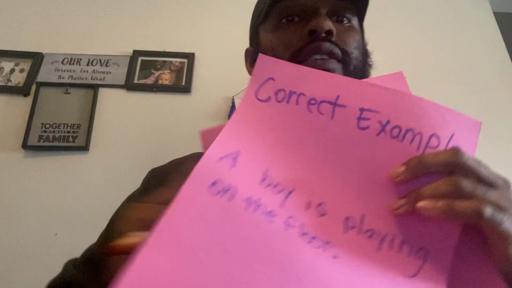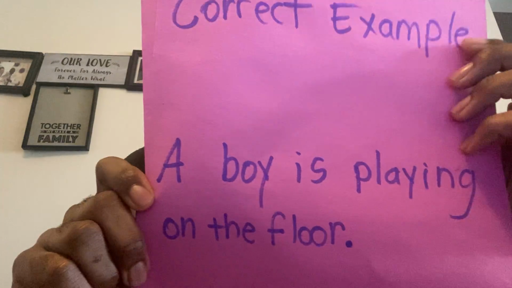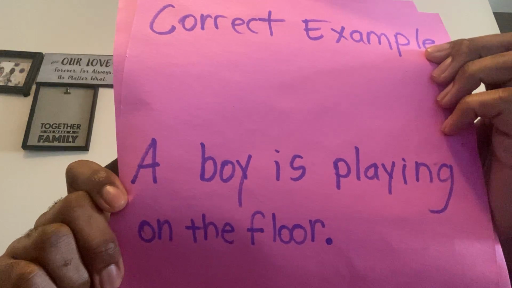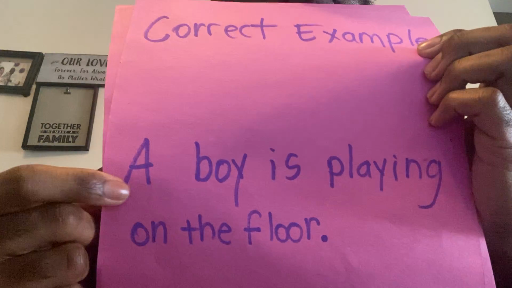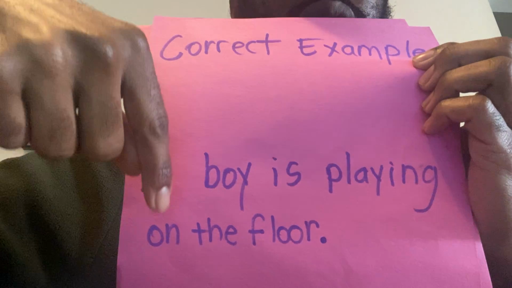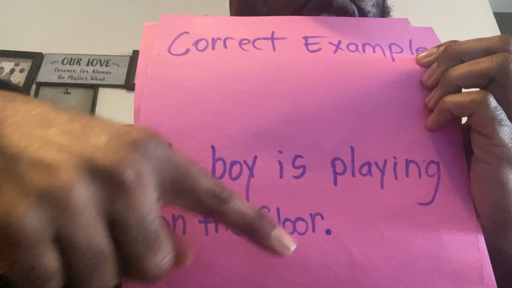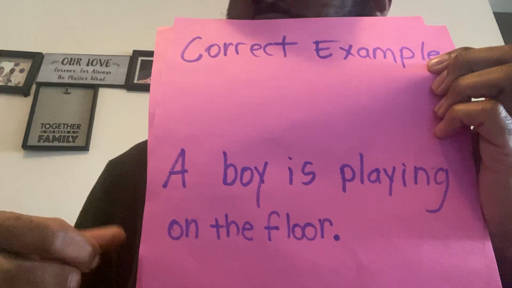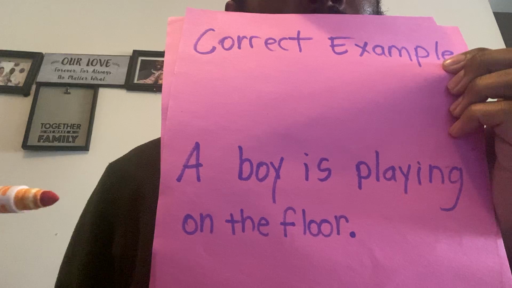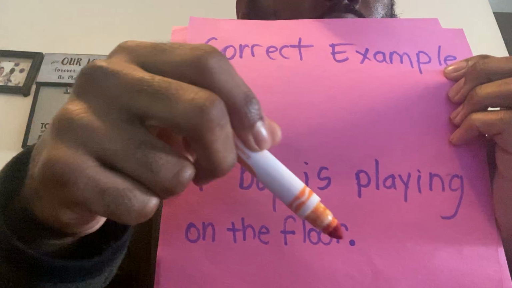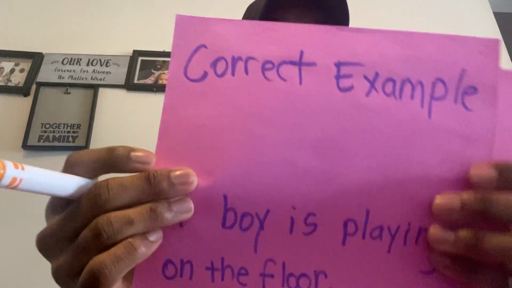So this is what our sentence is supposed to look like the correct way. A boy is playing on the floor. A is uppercase, finger space in the middle. Punctuation, I have a period because I'm telling you something. And last, number 4, our words are straight. None of our words are going up and none of our words are going down.